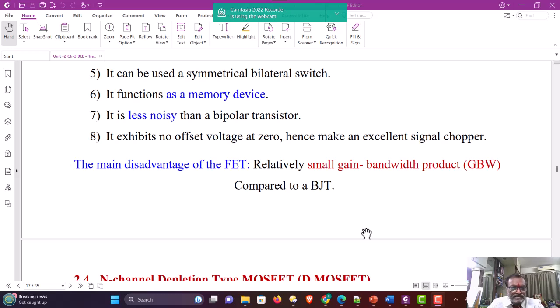The main disadvantage of FET is its relatively small gain bandwidth product, called GBW, compared to BJT. Means the amplification gain provided by FET or MOSFET devices is less compared to BJT.